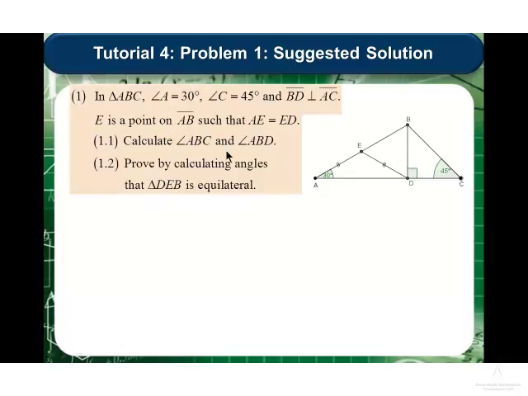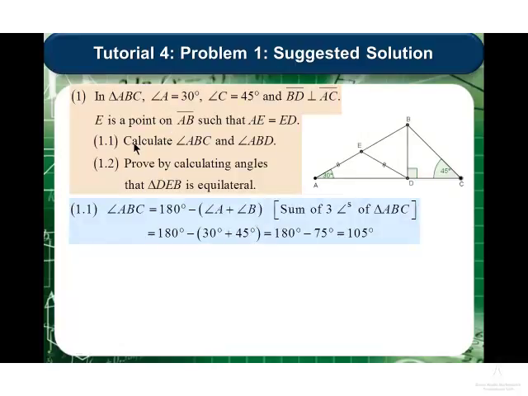Here we have the problem once again, and we have to, in the first part, calculate the angles ABC and ABD respectively. Now clearly angle ABC is 180 degrees minus the sum of the other two interior angles. And the other two interior angles are given as 30 degrees and 45 degrees. Adding this together and subtracting it from 180 degrees, we have the result here that the angle ABC is 105 degrees. Remember that the sum of the three interior angles of a triangle is always 180 degrees.